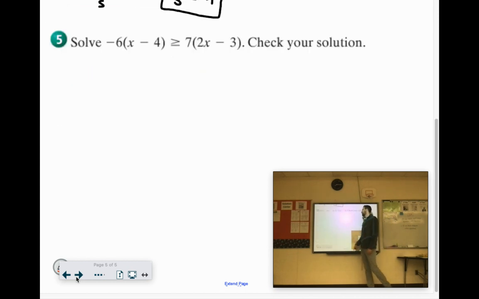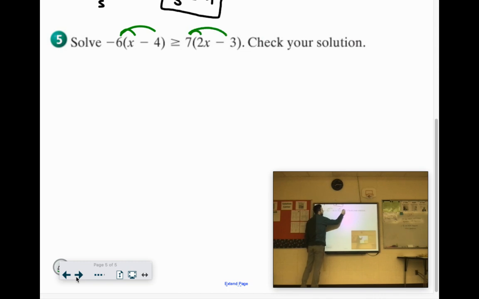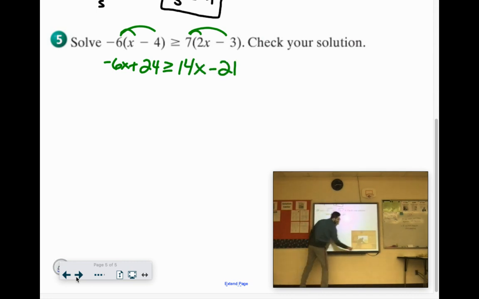So I have one more for you to try. Try it out, check it, and then we're done. So if we distribute, 6x plus 24 greater than or equal to 14x minus 21. Let's get the x's on the same side.